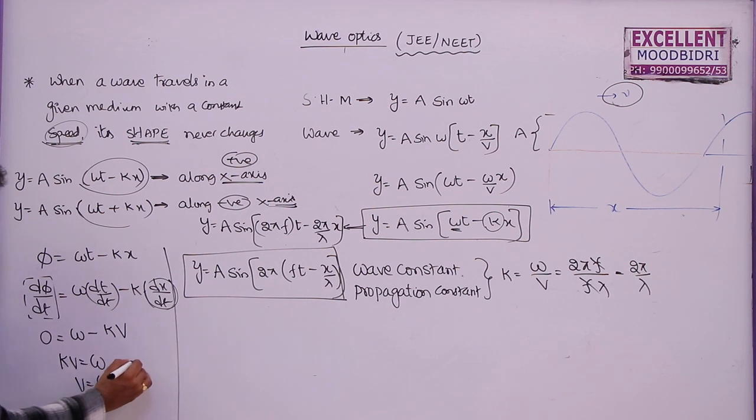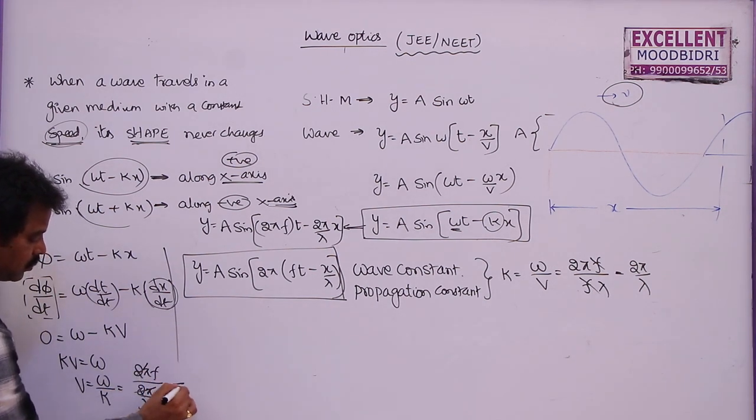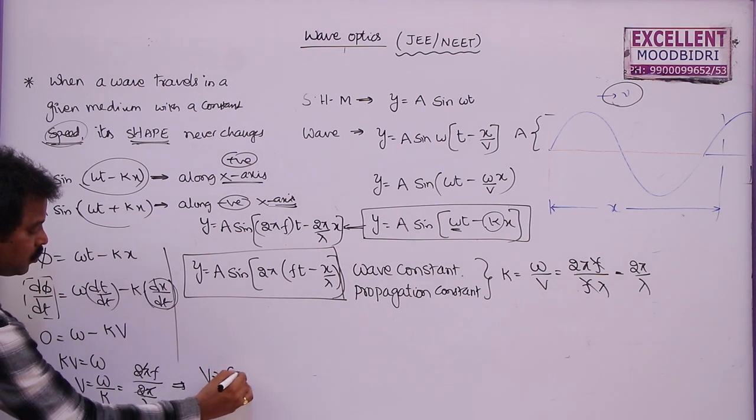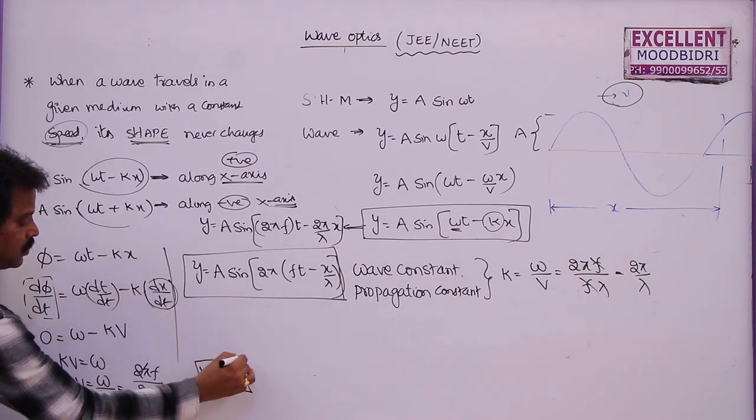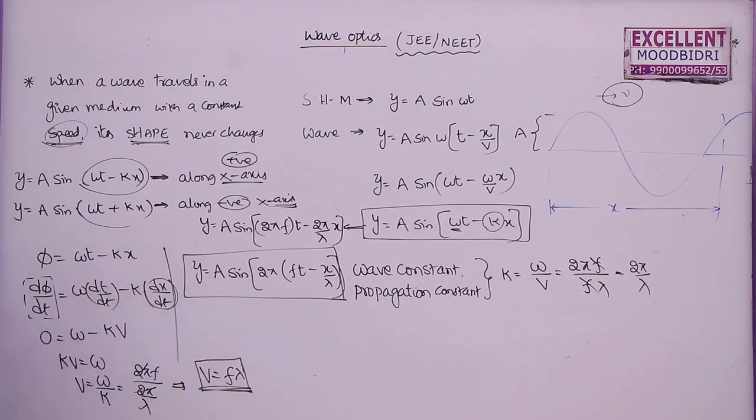But what is ω? ω can be written as 2πf. k is equal to 2π/λ. 2π gets cancelled. So from this we can write v = fλ. This is the equation for the velocity of a wave with frequency f and wavelength λ.